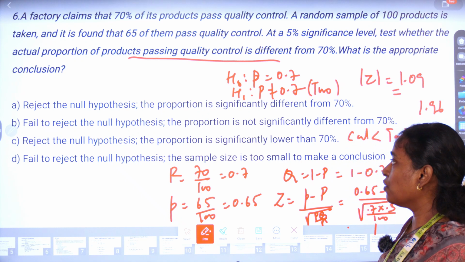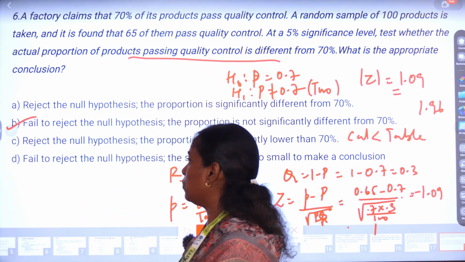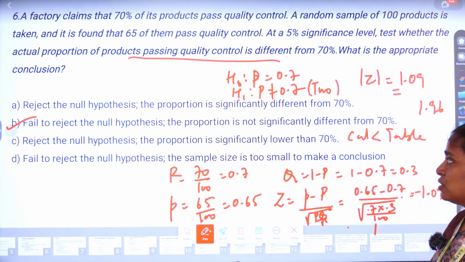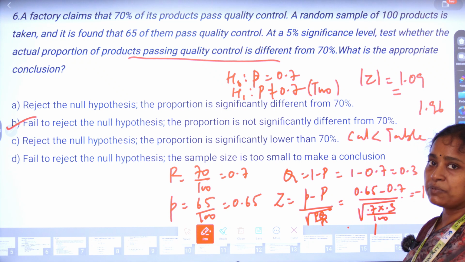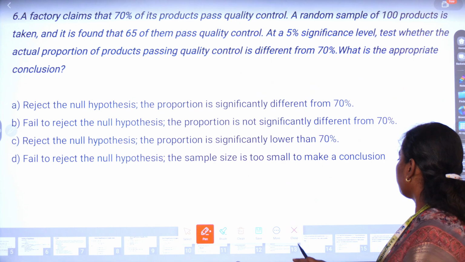You are accepting your H0 means which will come? Fail to reject the null hypothesis. Fail to reject means what you are doing? You are accepting your null hypothesis. So that is the meaning of it.